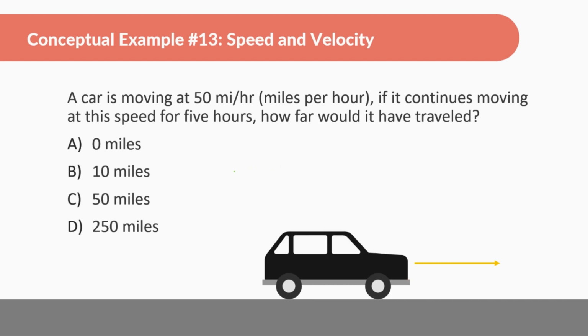Okay. Another one, a car is moving at 50 miles per hour. If it continues moving at the speed for 5 hours, how far would it have traveled? Okay, so we have 50 miles per hour. So in 1 hour, it'll go 50 miles. In 2 hours, it'll go 100 miles. In 3 hours, it'll go 150 miles. In 4 hours, it'll go 200 miles. And in 5 hours, it'll go 250 miles. Of course, you would need gas, and not everything is a straight path, and you don't always go exactly 50 miles an hour, but that's how it goes.